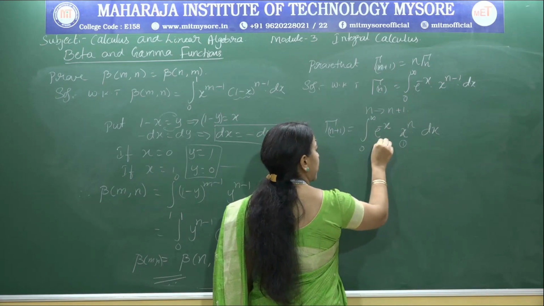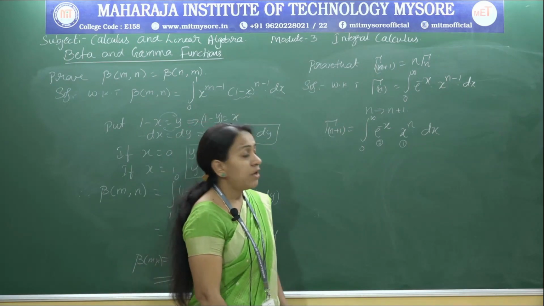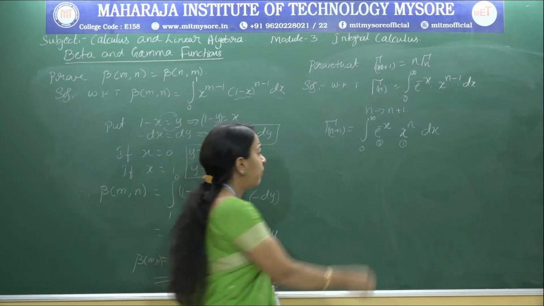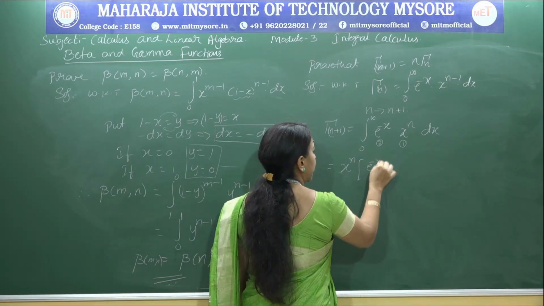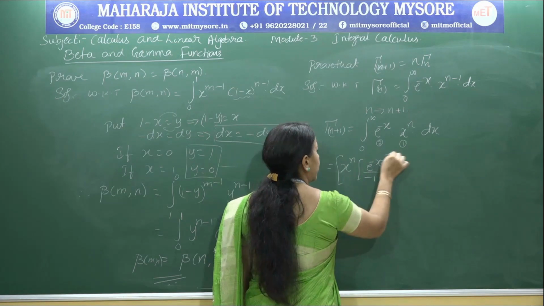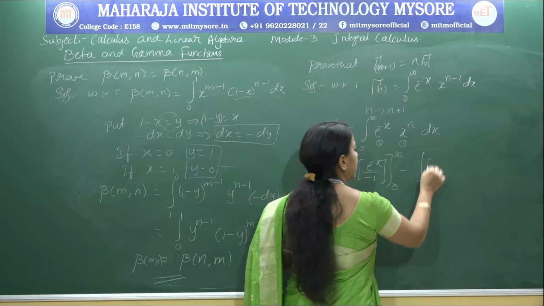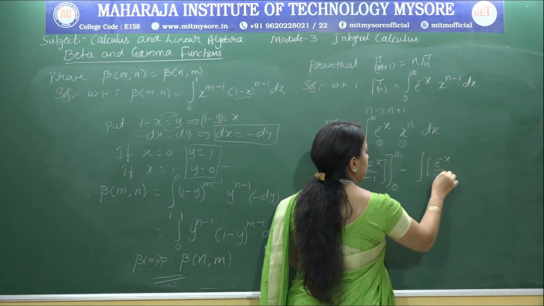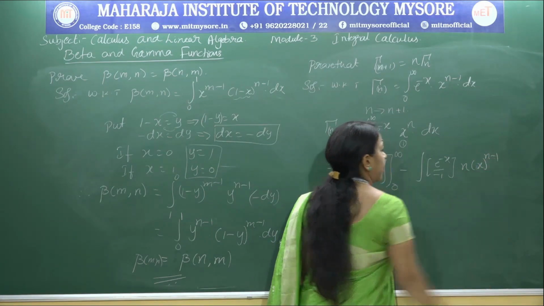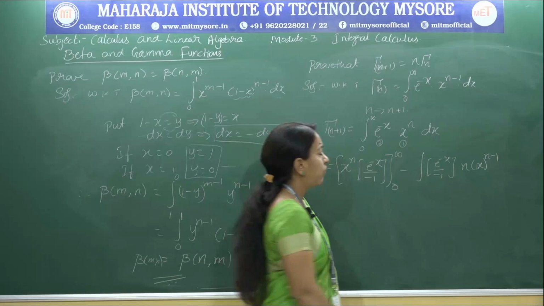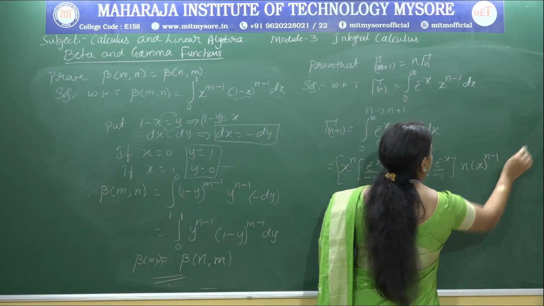In that, I consider x power n as the first function, and e power minus x as the second function. If I apply integration by parts: first function into the integral of second function, e power minus x by minus 1, between the limits 0 to infinity, minus the integral of the integral of the second function into the derivative of the first function, x power n, whose derivative is n into x to the power of n minus 1, between the limits 0 to infinity, into dx.